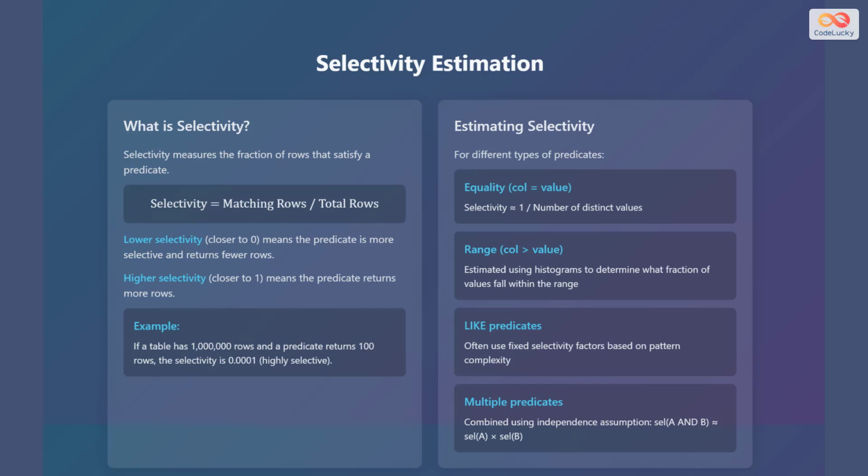To estimate selectivity for equality conditions like column equals value, the formula is approximately 1 divided by the number of distinct values. For range conditions like column greater than value, histograms are utilized to determine the fraction of values falling within the specified range. For LIKE predicates, fixed selectivity factors are often employed based on the complexity of the pattern. When dealing with multiple predicates, they're combined assuming independence, where the selectivity of A and B is approximately the selectivity of A multiplied by the selectivity of B.